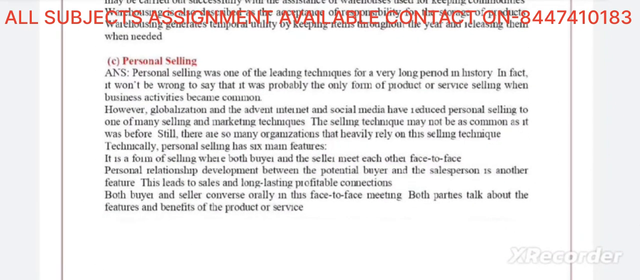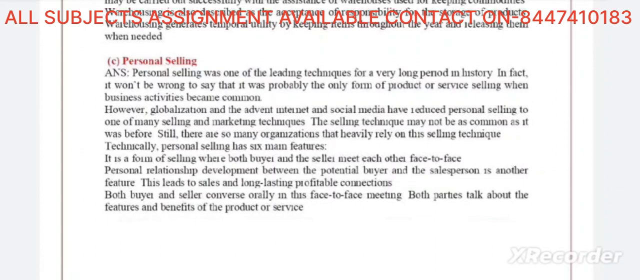Personal selling. Personal selling was one of the leading techniques for a long period in history. In fact, it won't be wrong to say that it was probably the only form of product or service selling when business activities became common. However, globalization and the advent of the internet and social media have reduced personal selling to one of many selling and marketing techniques. The selling technique may not be as common as it was before.